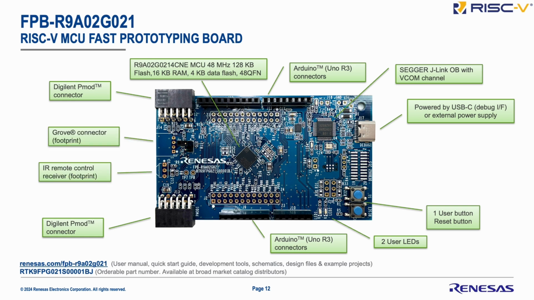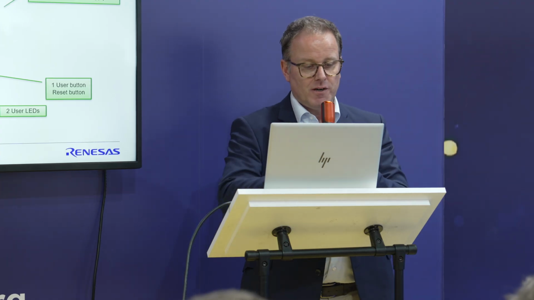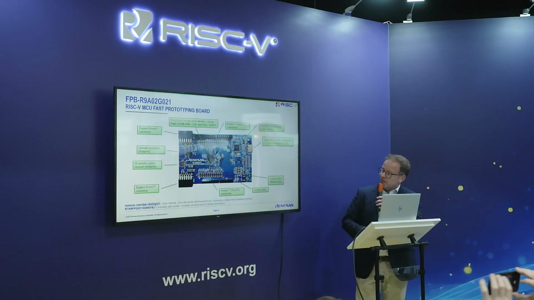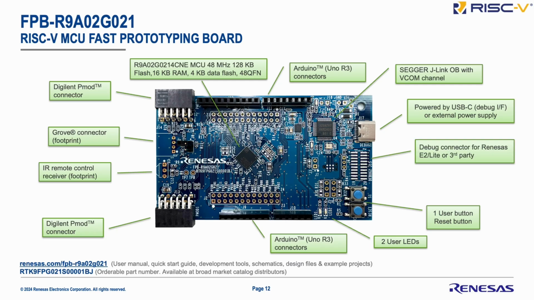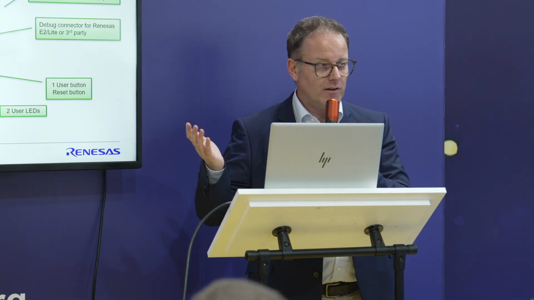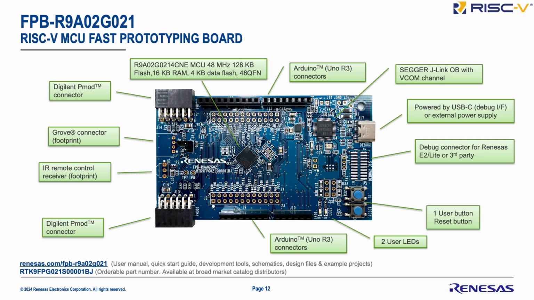Finally, there is also a footprint for a Grove connector. So if you have any Seeed system boards, you can connect them as well. And also a footprint for an IR remote control receiver. So you can even do a remote control of the board if you want. There will also be a connector to be able to choose either the Renesas E2 Lite or a third-party debugger, which is also possible.